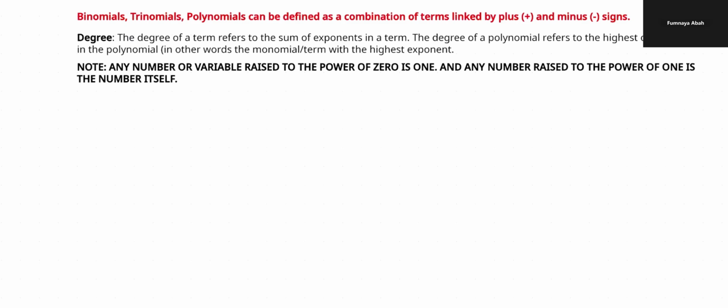The degree of a polynomial refers to the highest of the degrees in the polynomial, which in other words is the monomial or the term with the highest exponent. So for example, let's say we have 6x raised to the power of 4 plus x squared minus 8. So let's go over these terms one by one. So we have 6x raised to the power of 4.